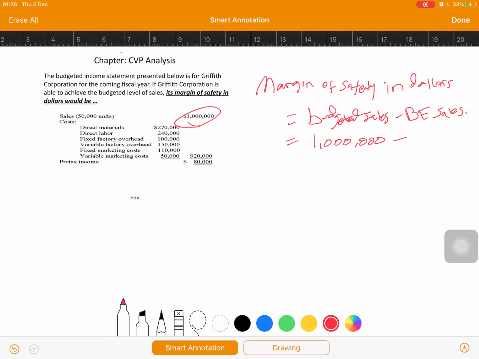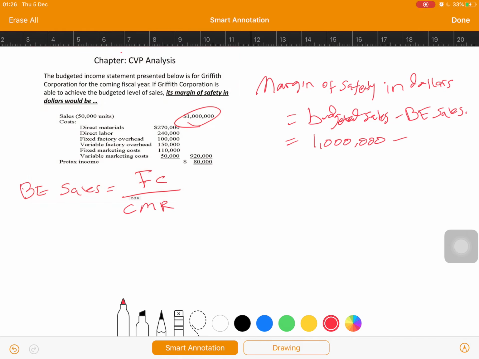minus break-even sales. We still do not know how much the break-even sales is. So firstly, we need to calculate the break-even sales. The break-even sales equals fixed cost divided by contribution margin ratio.